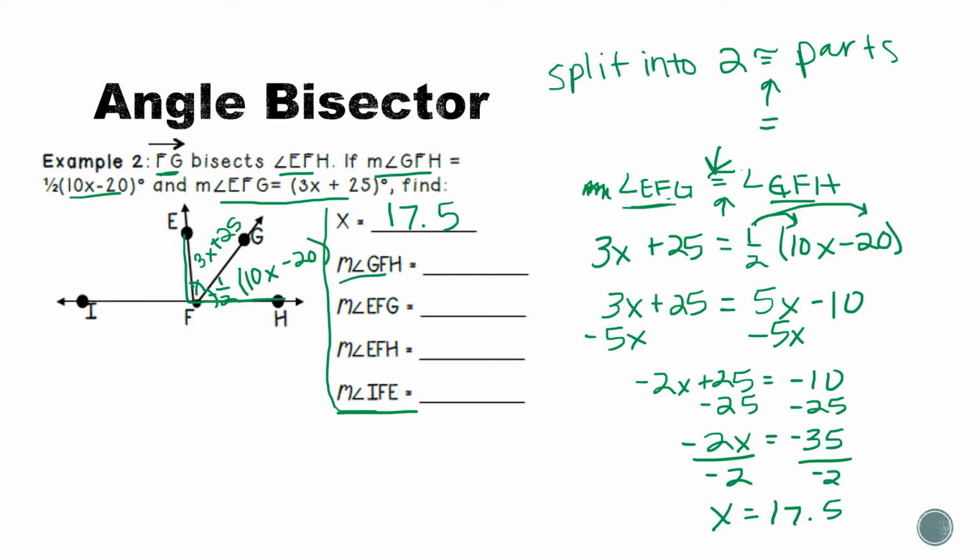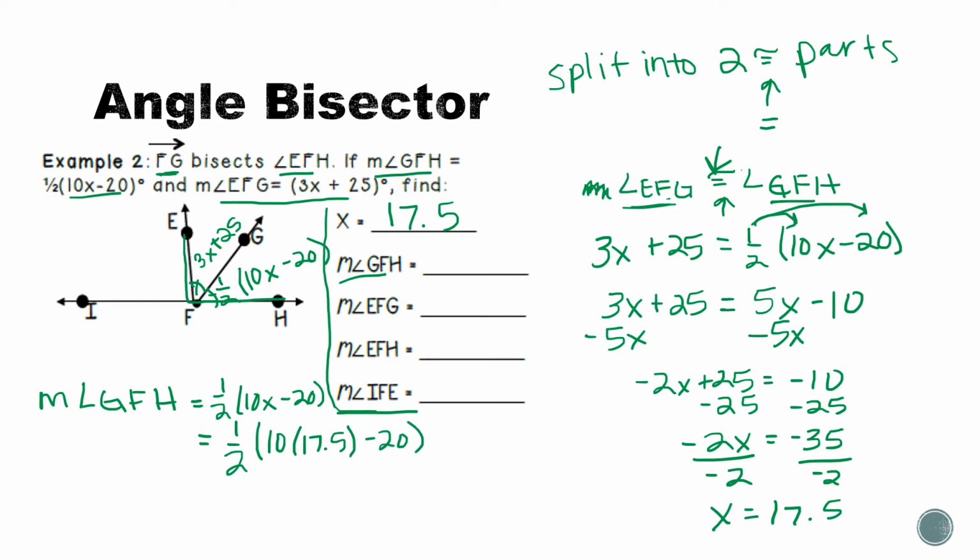Now I need to figure out the measure of GFH. So the measure of angle GFH equals 1/2 times 10x minus 20. Filling in for what x is equal, because now we found x, so 1/2 times 10 times 17.5 minus 20. So in parentheses here, 10 times 17.5 would be 175 minus 20. Solve that, 1/2 out front. So 1/2 times 175 minus 20 would be 155. 1/2 of 155 is 77.5 degrees.